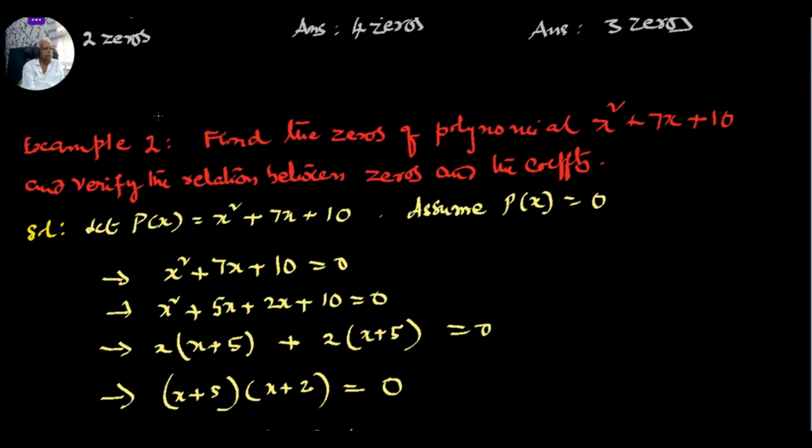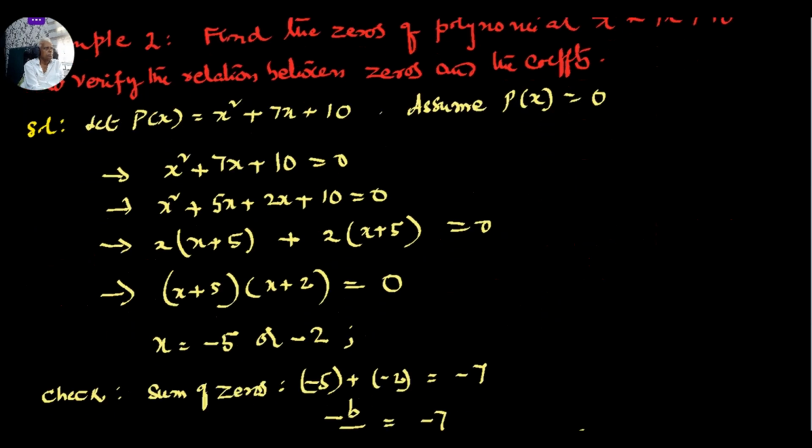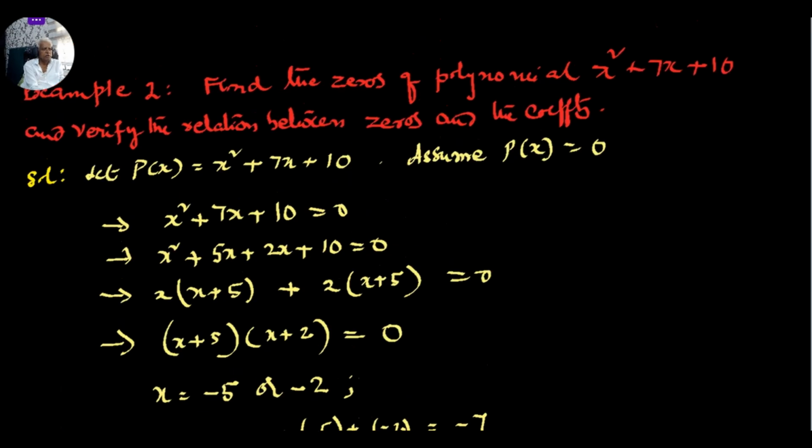Now let us go to example 2. Find the zeros of the polynomial. He has given the polynomial there: x square plus 7x plus 10. And verify the relation between zeros and coefficients. Okay. We have to break this polynomial into factors. x square plus 7x plus 10. Assume p(x) is 0. Then that becomes an equation. The roots of this equation are the zeros of this polynomial. Same thing. So equate this to 0.